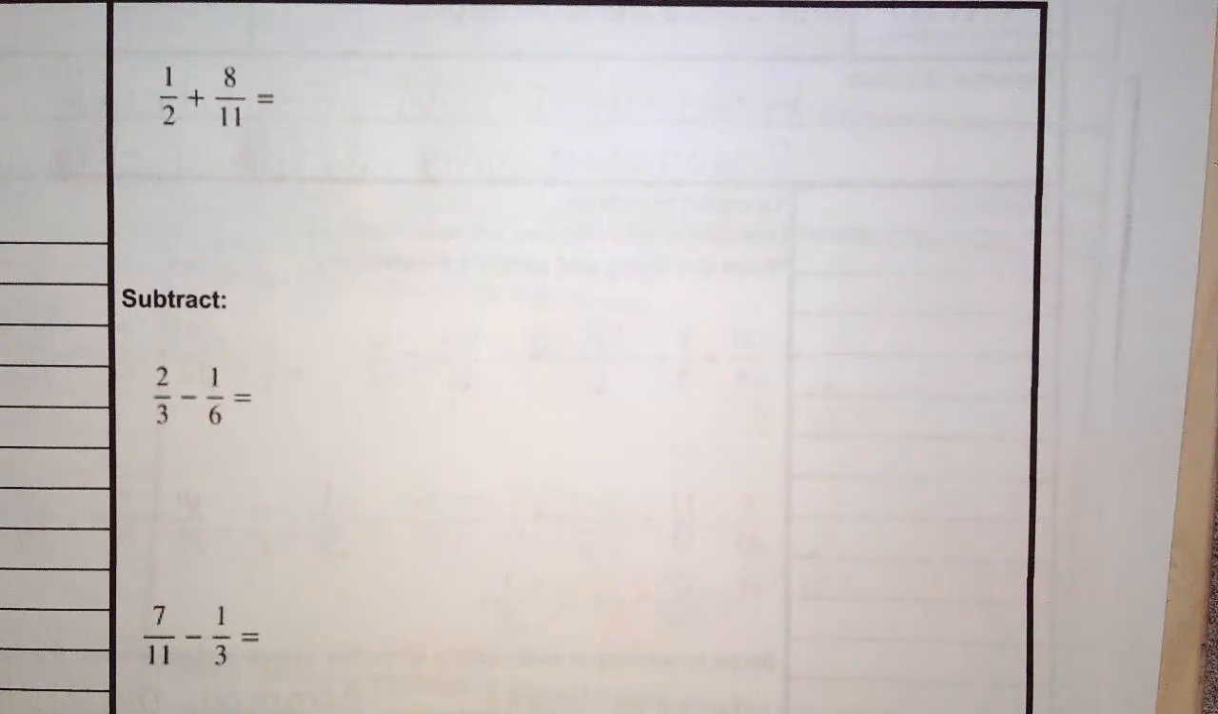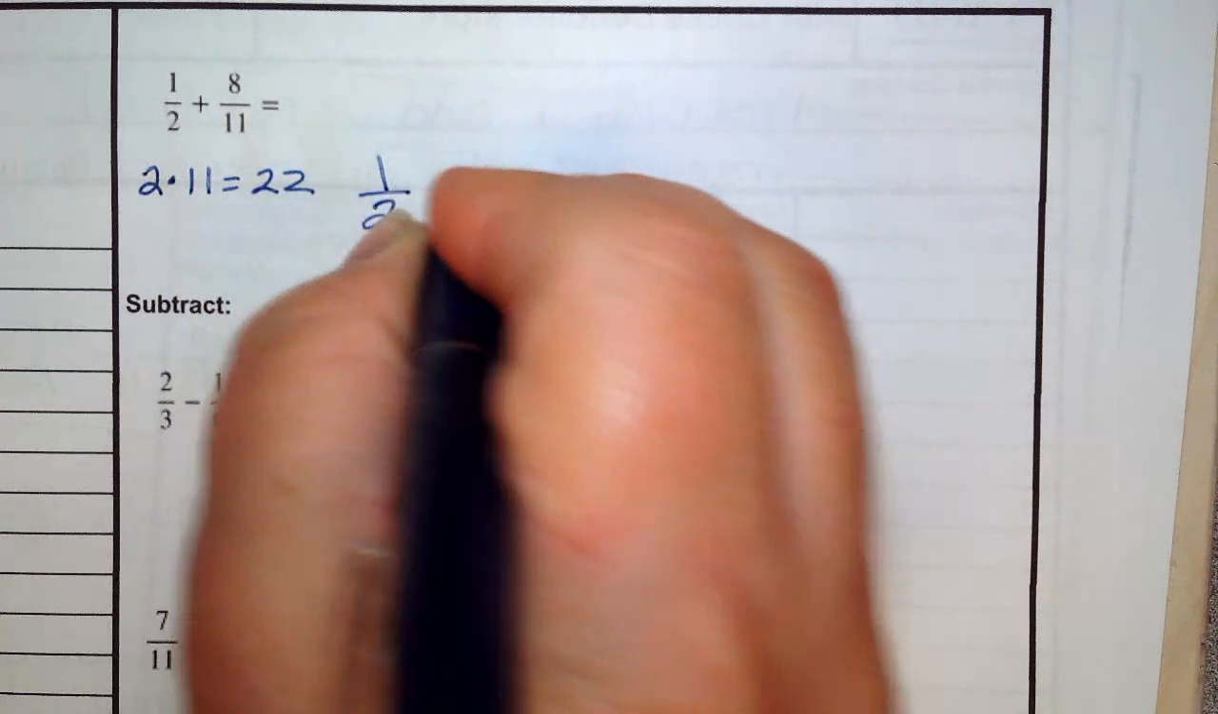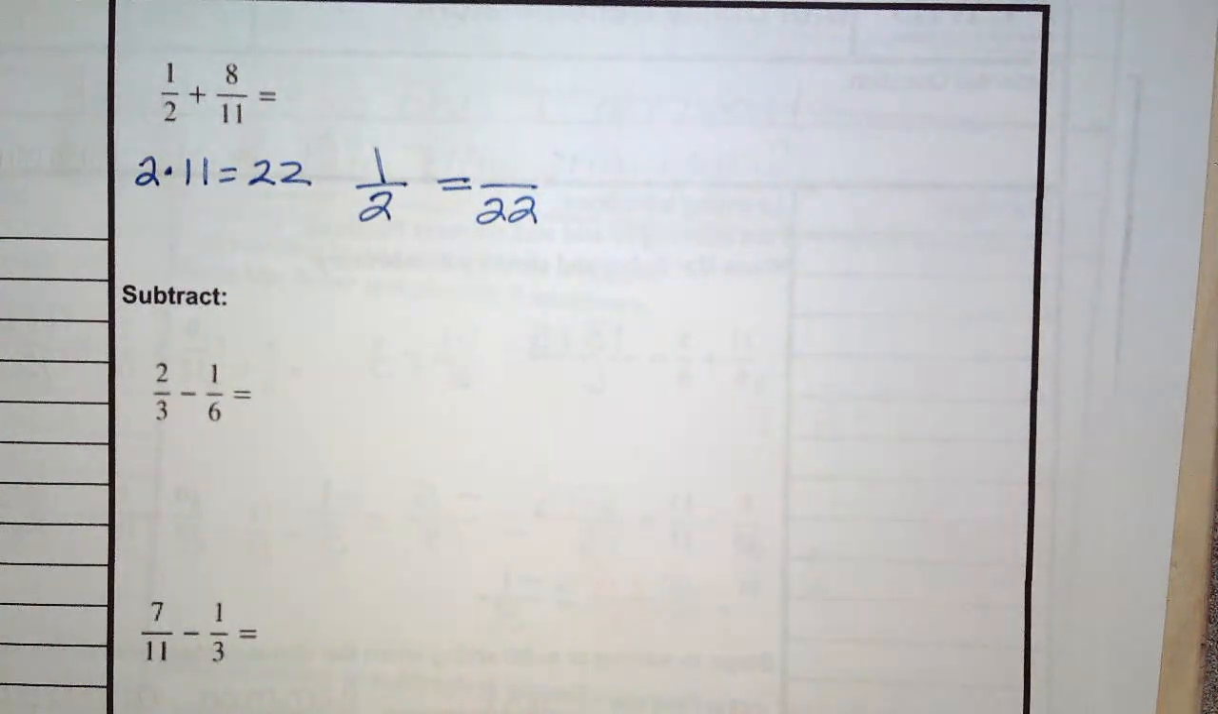Because they're prime, we do what? Multiply them together. 2 times 11 will give me 22. 22 is my common denominator. So 1 over 2 is equal to what over 22? Well, 22 divided by 2 is 11, so I'll multiply top and bottom by 11.